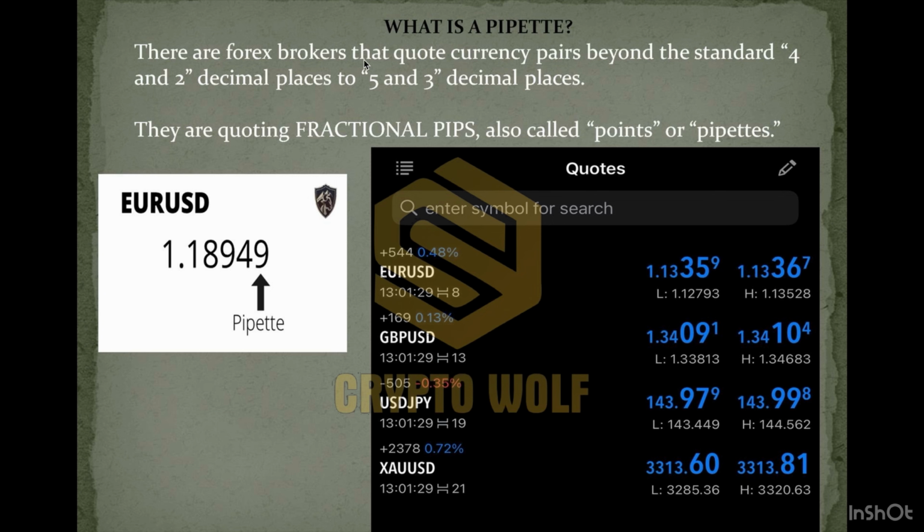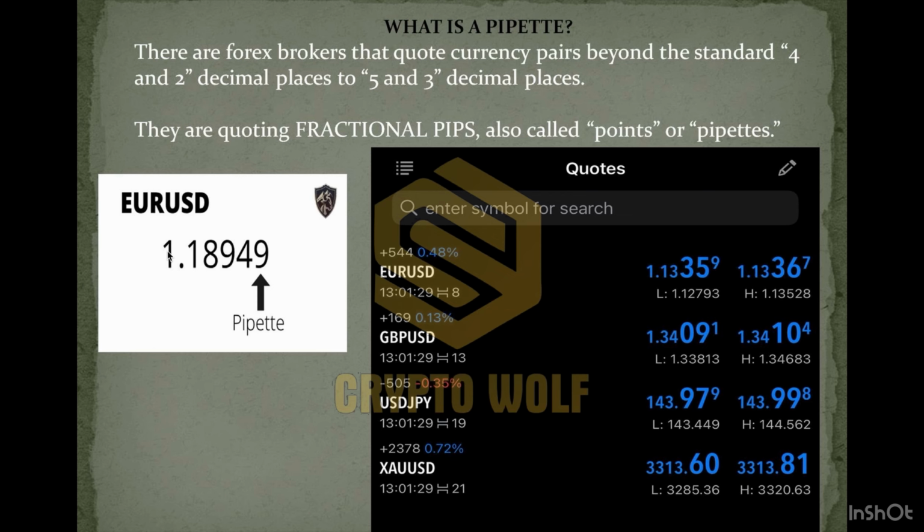So these are forex brokers that quote currency pairs beyond the standard four and two decimal places, to 5 and 3. You can see they are quoting fractional pips, also called points or pipettes. This is usually a fraction, like 0.00001. Most times it's not actually relevant, and if you use it to calculate, it will be too small. So we only use the last digit given in a four decimal place.